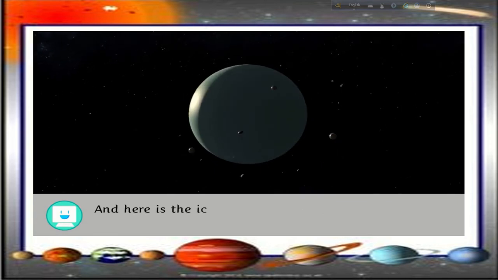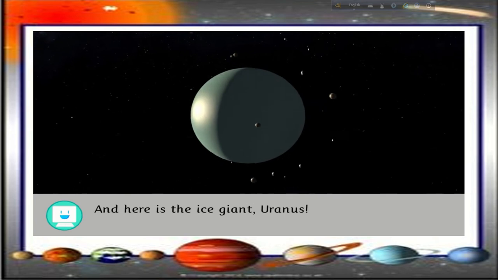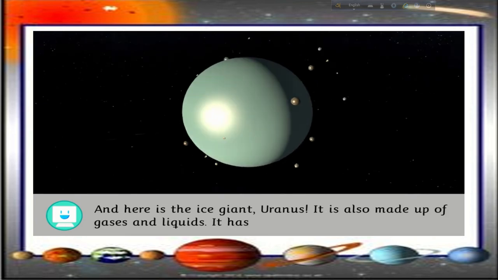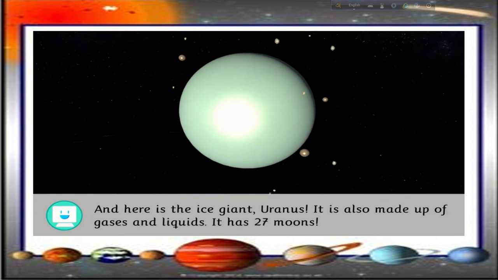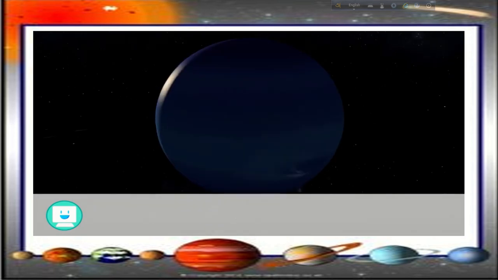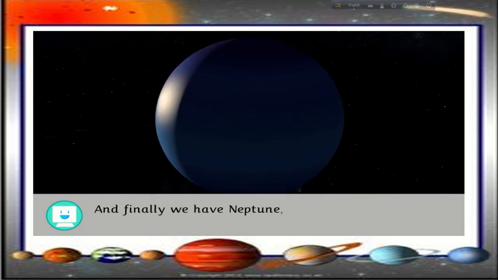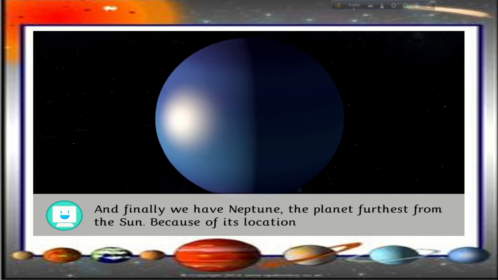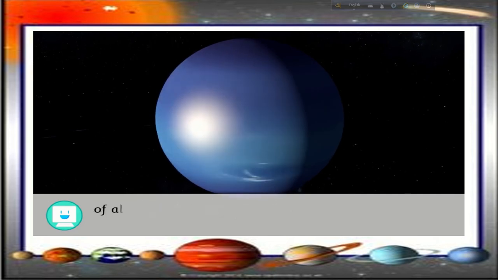And here is the ice giant Uranus. It is also made up of gases and liquids. It has 27 moons. And finally, we have Neptune, the planet furthest from the Sun. Because of its location, it is the coldest planet of all.